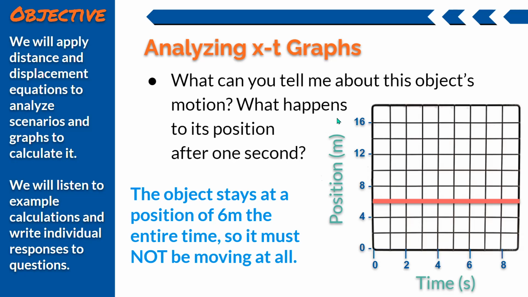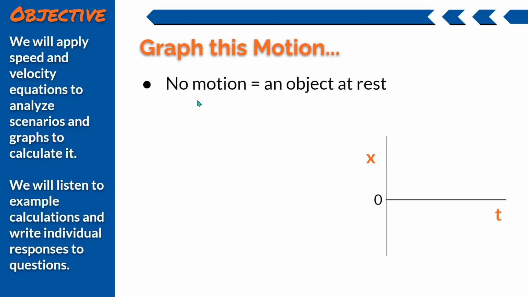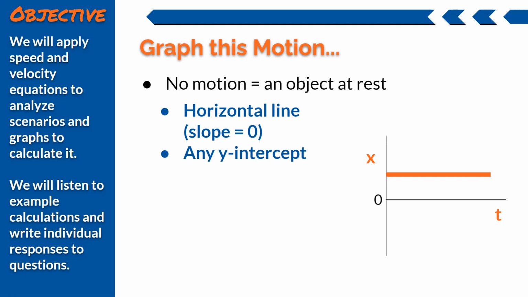Okay, but again, if you look at this, a horizontal line on your XT graph is going to tell you you're not moving. So if you want to jot that down in another way, here's how you would graph something that's at rest. No motion, at rest. On your XT graph, you're going to see a horizontal line, meaning that your slope is 0. And it could be at any y-intercept. It really just depends on where that object is.